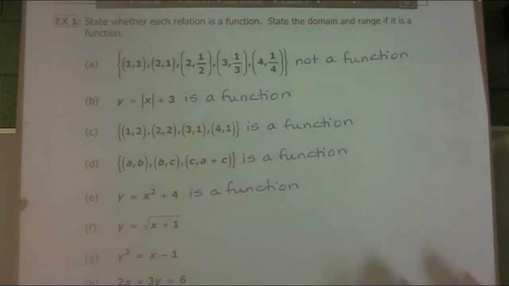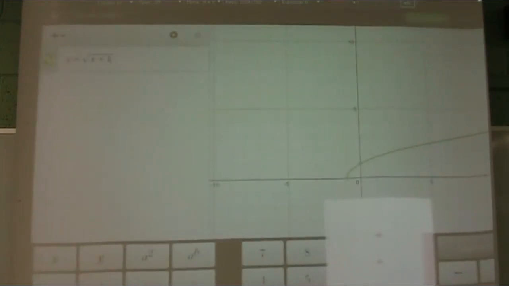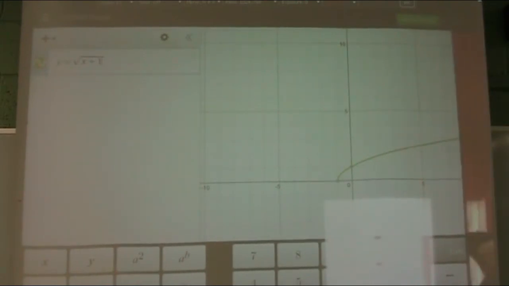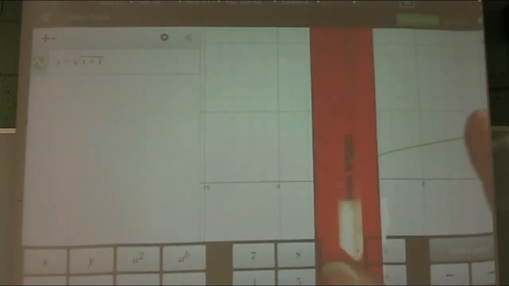Okay, the next one, y equals the square root of x plus 1. So let's see what this one looks like. Okay, there's this function. Do you think this will be a function? Does it pass the vertical line test? Yes. It's only crossing once. Never did it cross more than once, so this is a function.